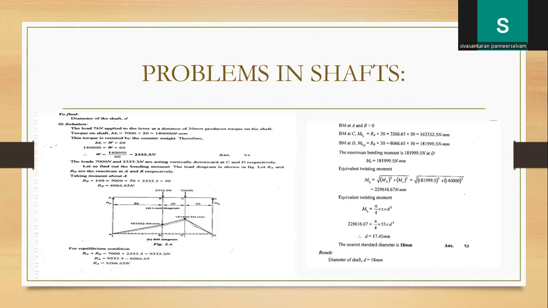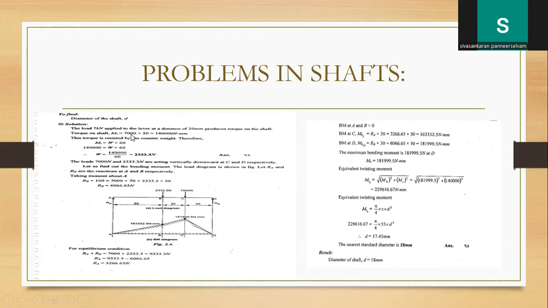Now we will see the solution part. The load of 7 kilonewton is applied to the lever at a distance of 20 mm, so it produces a torque due to twisting moment. Calculate the torque acting on the shaft. The formula is torque equal to force into distance.